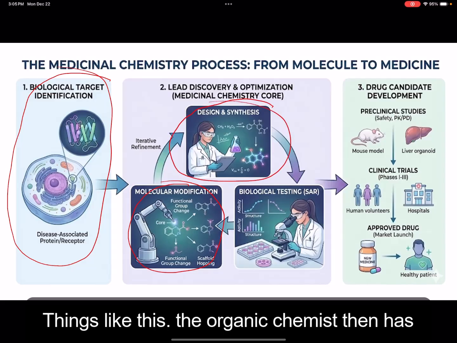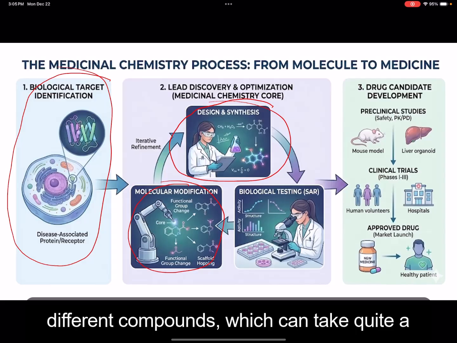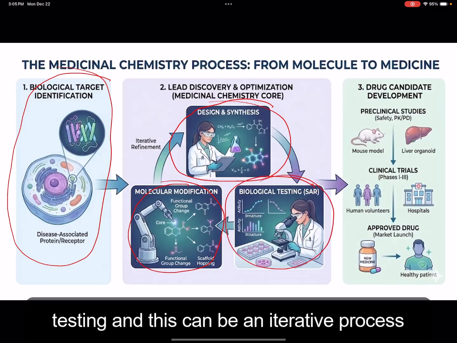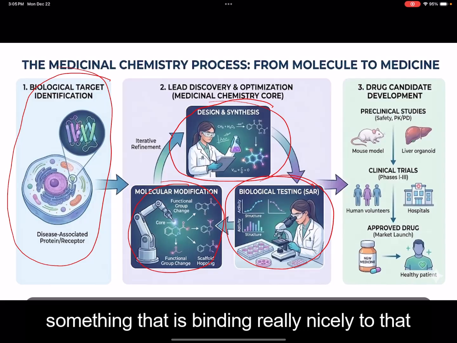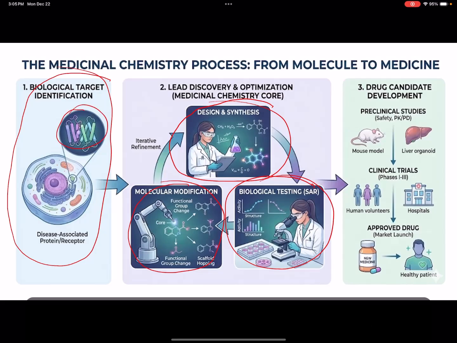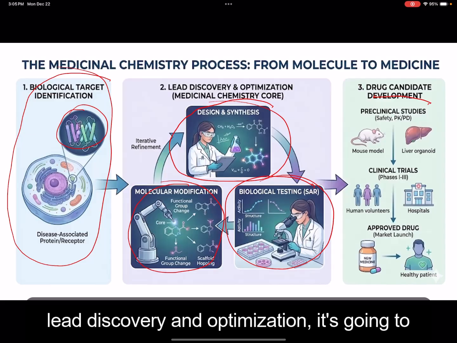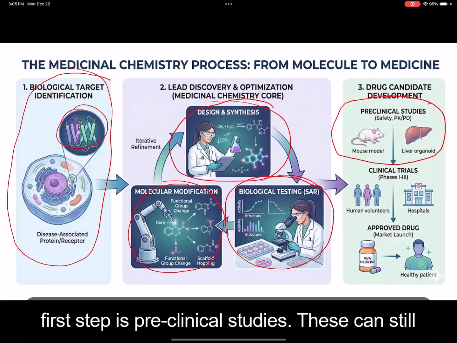The organic chemist then has to actually design and synthesize these different compounds, which can take quite a long time. And then you do the biological testing, and this can be an iterative process that goes on again and again until you get something that is binding really nicely to that identified target. So if you have a candidate that passes the lead discovery and optimization, it's going to go into drug candidate development. And the first step is preclinical studies.